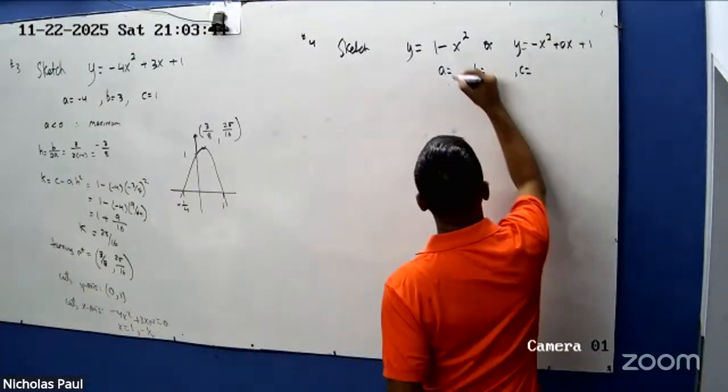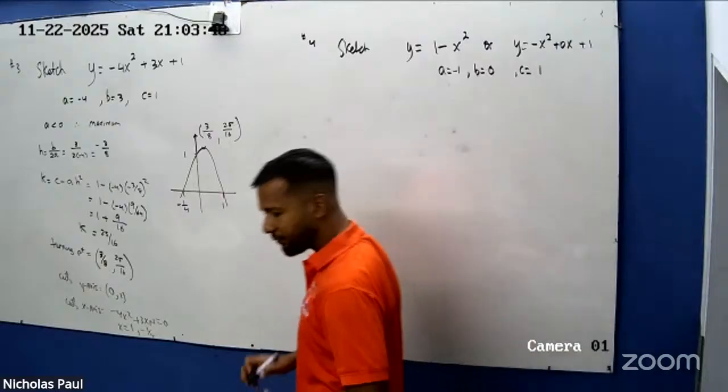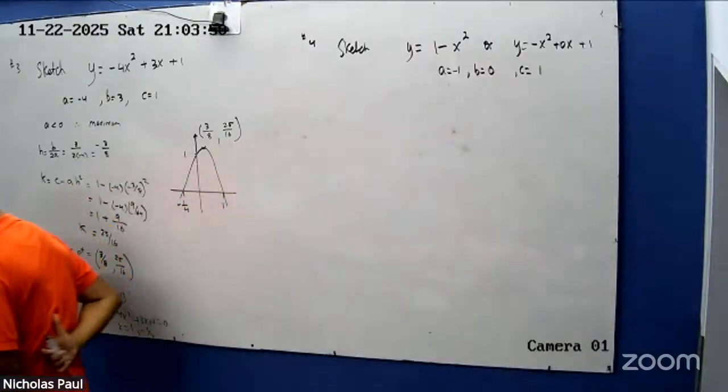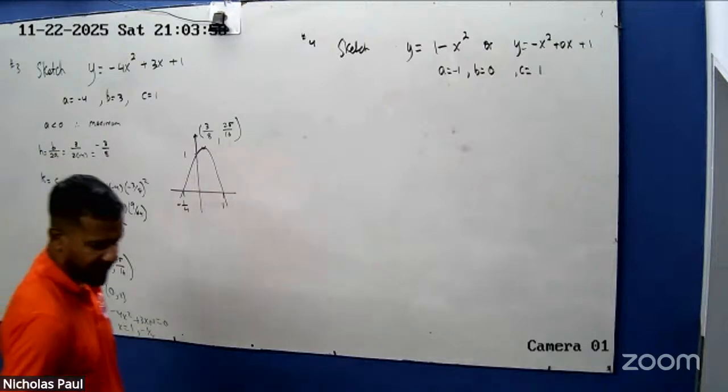I take a time, A is minus 1, B is 0, C is 1, right? Find everything. I want to show you how to pick on this particular one.